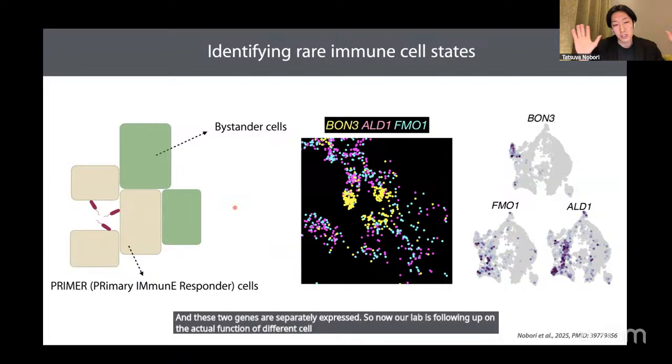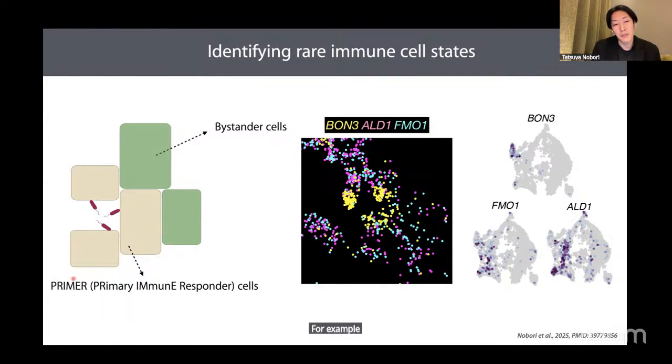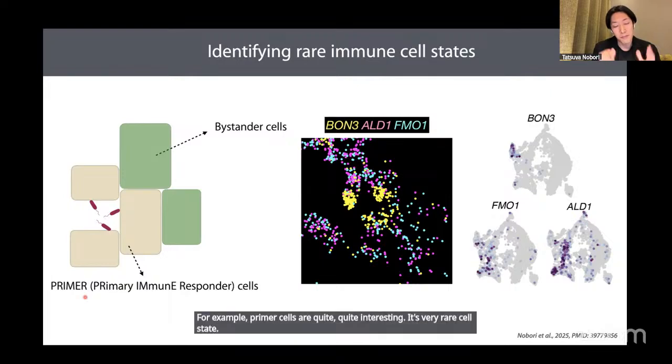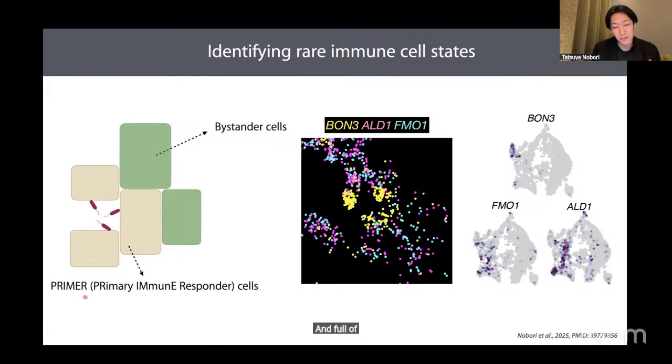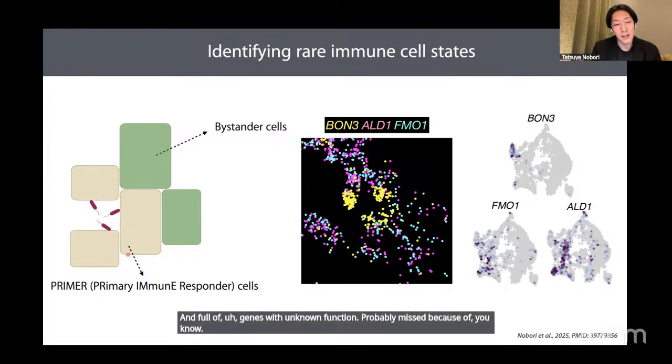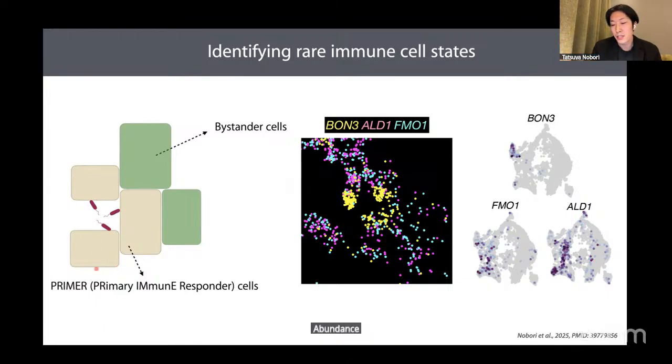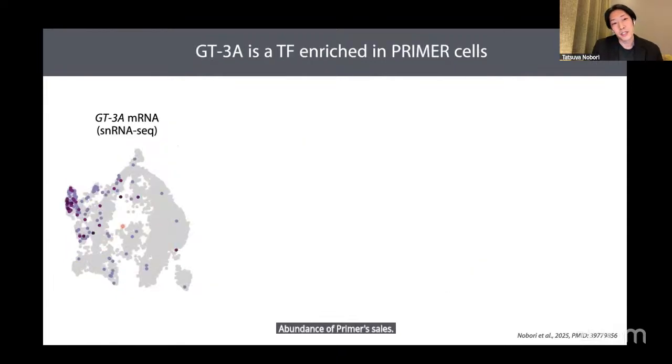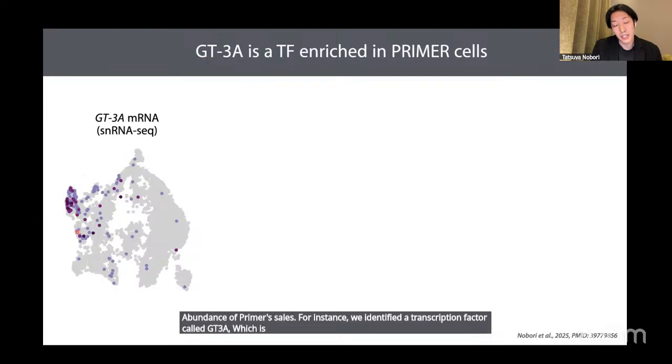We identified dozens of many other cell states in addition to these two, and also the regulatory mechanisms. For example, primer cells are quite interesting. It's a very rare cell state and full of genes with unknown function, probably missed because of the rare abundance of primer cells. For instance, we identified a transcription factor called GT3A, which is clearly enriched in the primer cell population based on single-cell RNA-seq data.